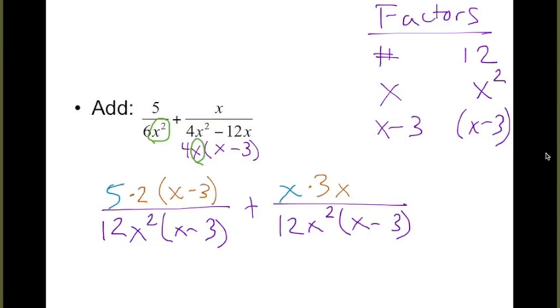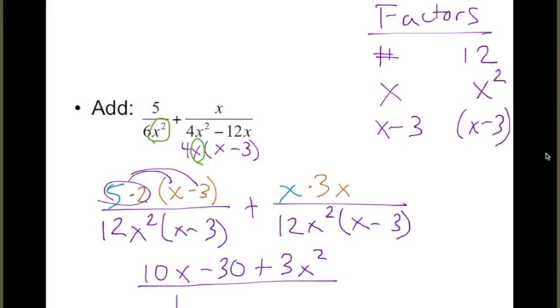So our numerators are now, this is really a 10, and I'm going to distribute that through. So I get 10x minus 30 plus 3x squared. And I'm going to put that all over that common denominator.